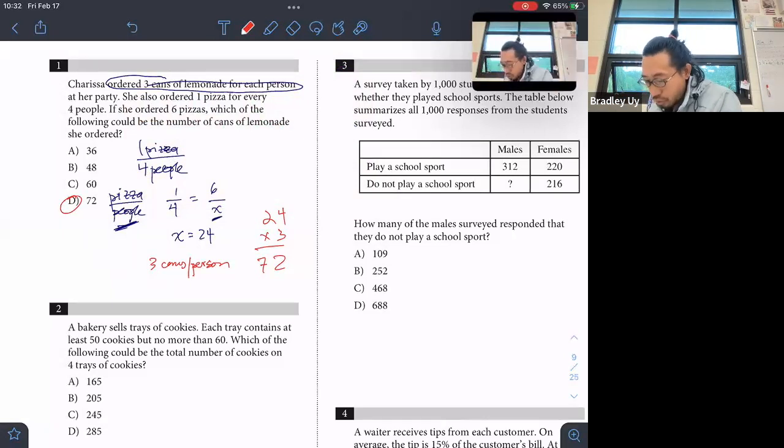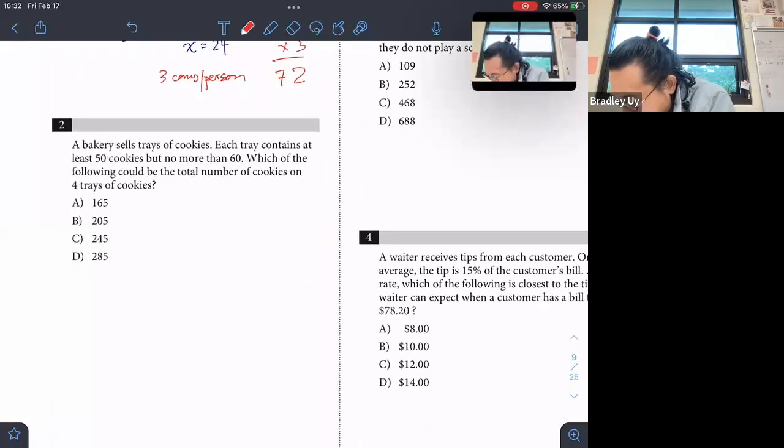Number 2. A bakery sells trays of cookies. Each tray contains at least 50 cookies, but no more than 60. So it's looking at 50 on the low end and 60 on the high end, each tray. And it's in a range of here. Which of the following could be the total number of cookies on 4 trays of cookies? Okay.